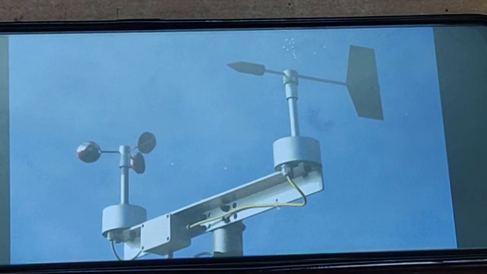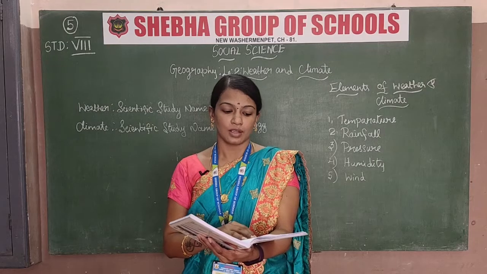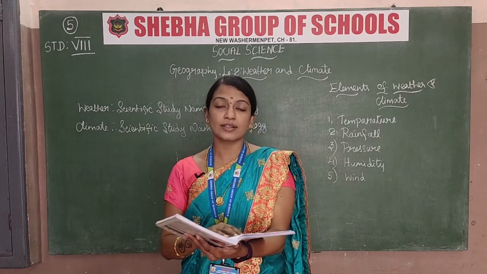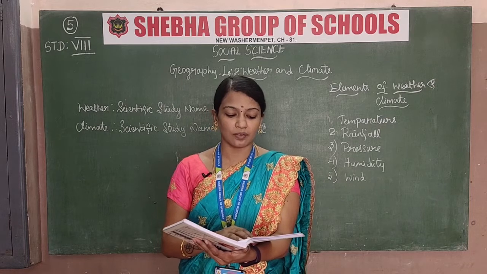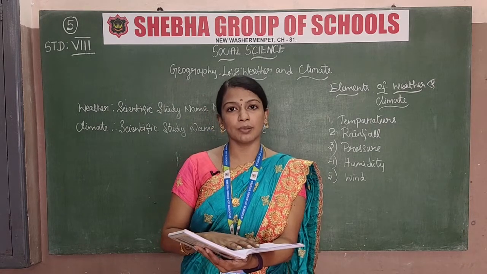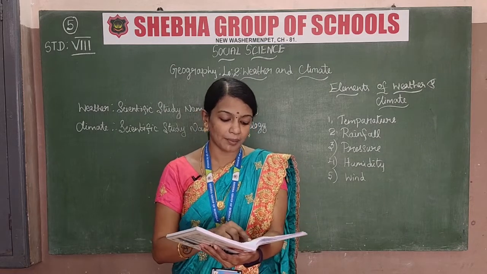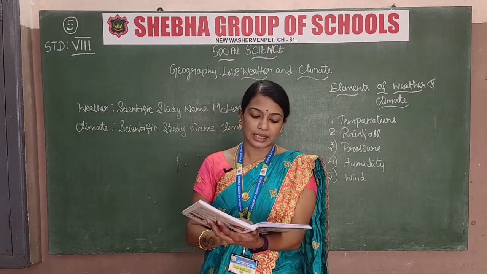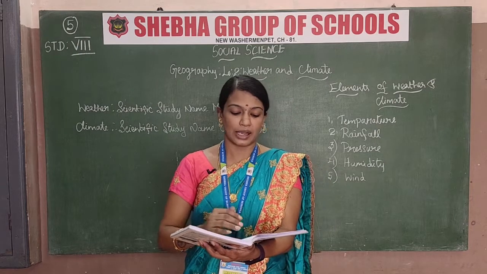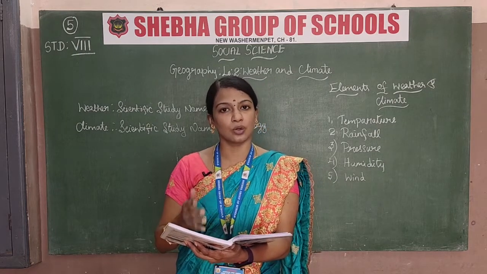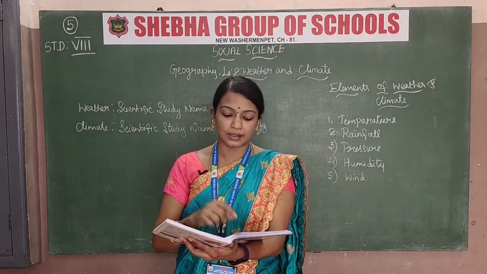Okay students, this is the wind measuring instrument. This is the anemometer. So wind is measured by this instrument. Let's see the explanation about the wind. The wind is the horizontal movement of air. The wind moves from high pressure to low pressure, and winds get their name from the direction they blow.